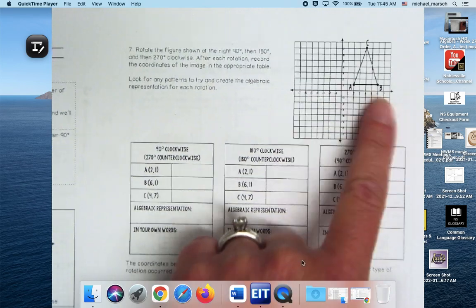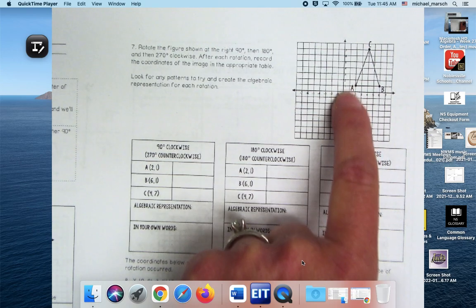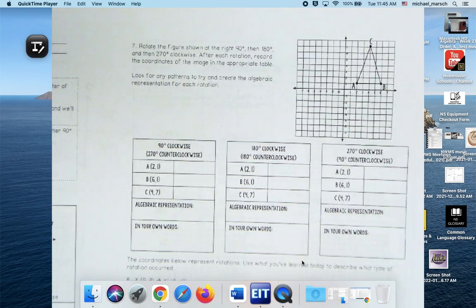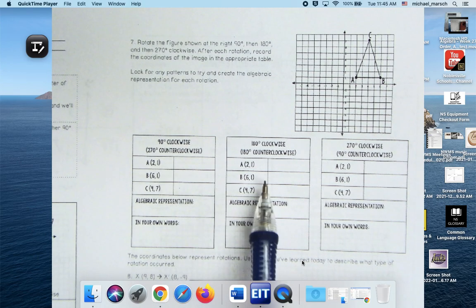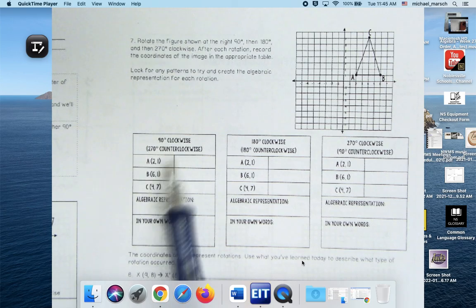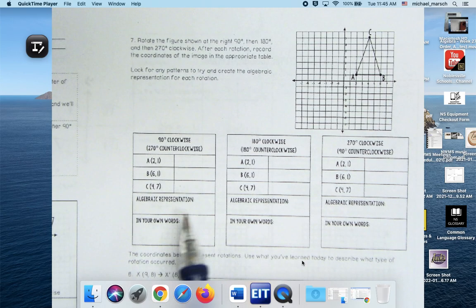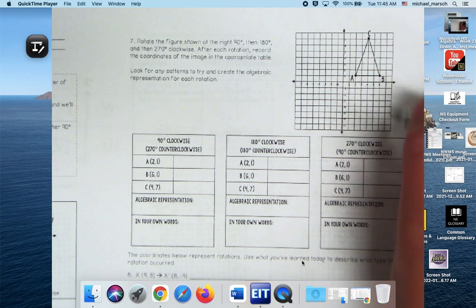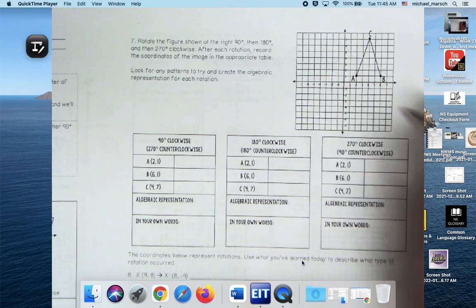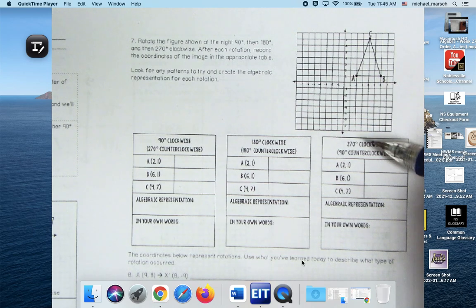We have triangle ABC, right? You always go in alphabetical order when you're naming shapes, right? And we're going to rotate it all of these different degrees, okay? I'm going to give you guys the algebraic representation because in my brain, it's easier if I know where to put the values and to make them opposite or the same, as opposed to trying to figure out exactly where they go on the coordinate plane and just kind of visually doing it.